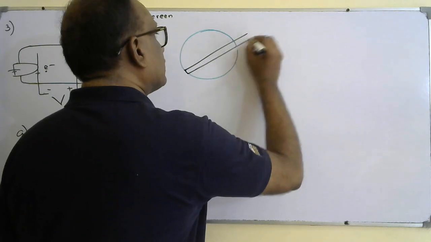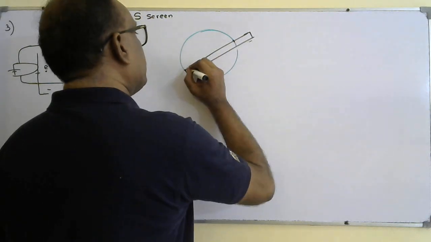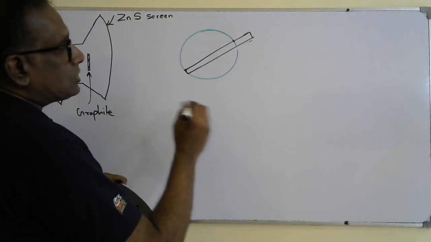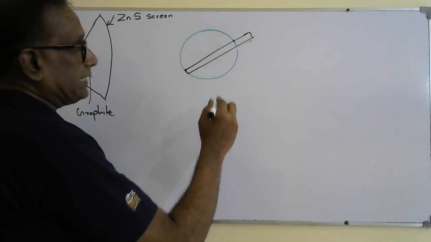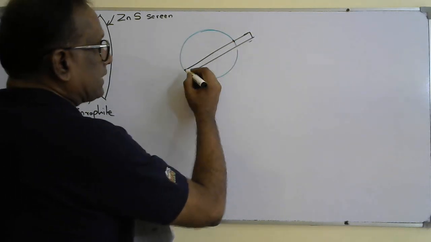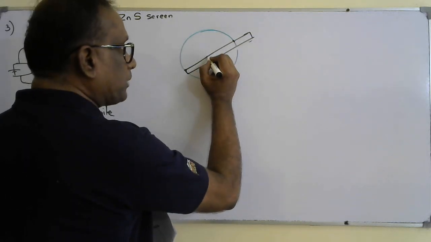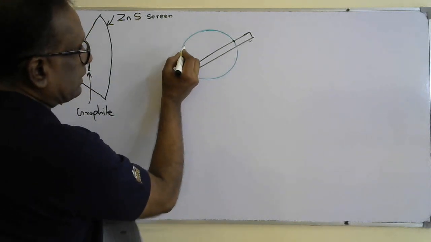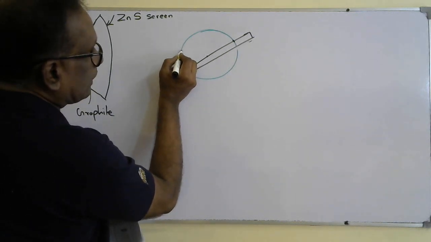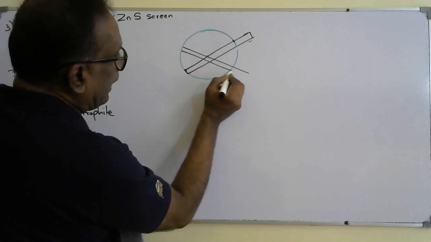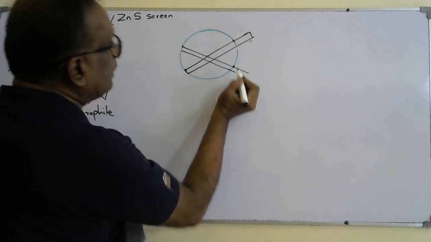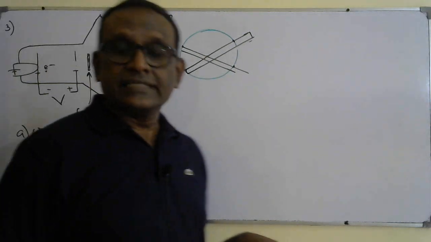And keep the ruler something like this, and I can take a reading between this point and this point. Also, I can change the orientation of the ruler once I keep the diameter. The only thing is, the ruler should pass through the center. Then I can keep the ruler this way, and keep the reading here and here, and I can find the average diameter.